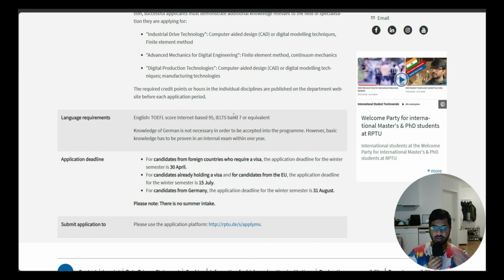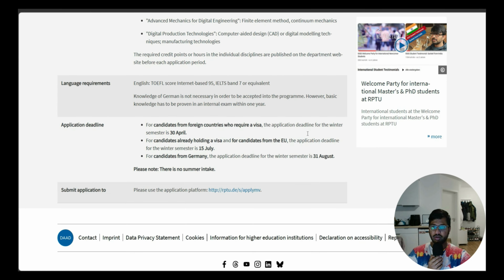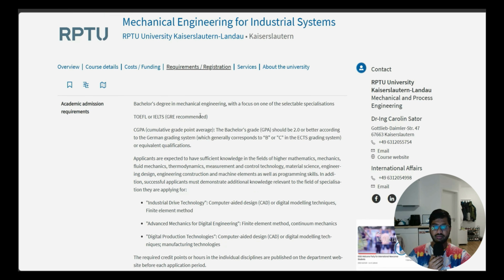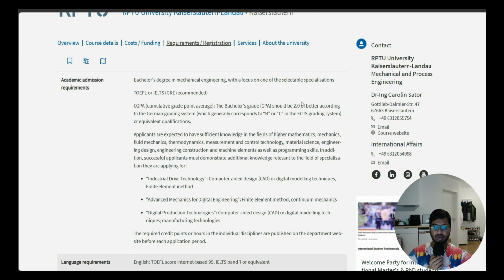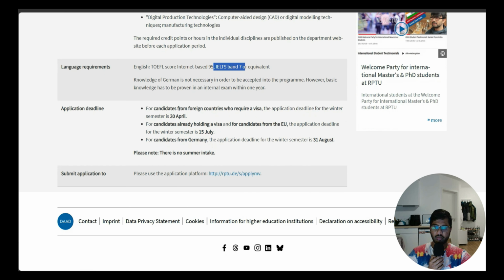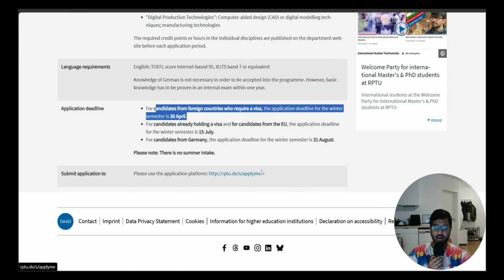English language requirements are a little bit higher. It's not 6.5. You need to have an IELTS band of 7 or equivalent, which is C1. Then the application deadline is 30th April, that we already know. So people who have a CGPA or GPA of 2 or less with an IELTS band of 7 can apply before April 30 in their direct online application portal.